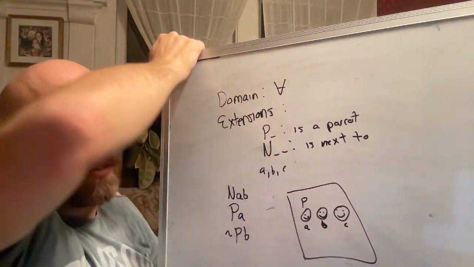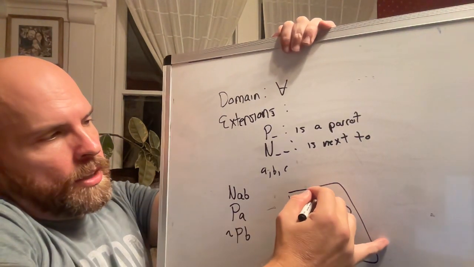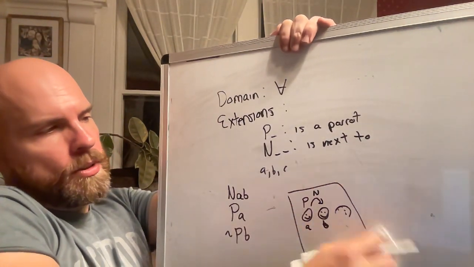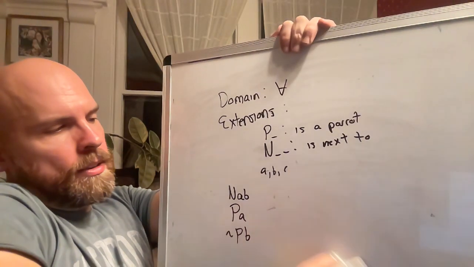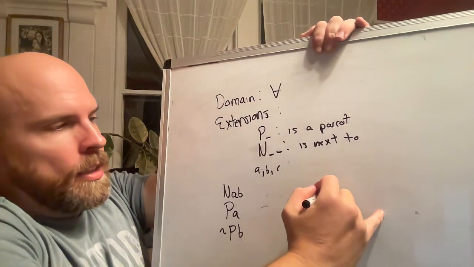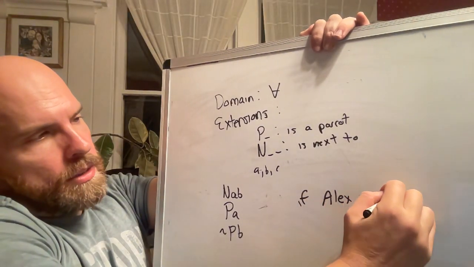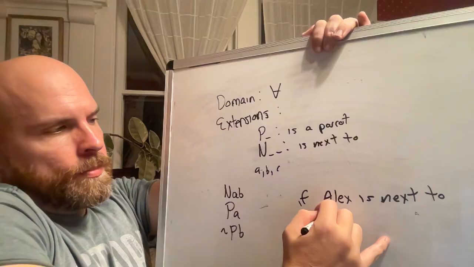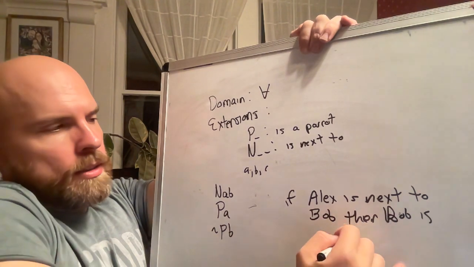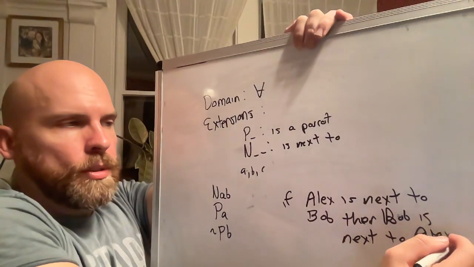Although I'm missing something here, can you tell me what it is? Of course you can. There should be a relationship between Alex and Bob, with next to. A little bit of facts about a domain. Now you might want to ask whether the following sorts of statements are true in this domain. So if Alex is next to Bob, then Bob is next to Alex. You might want to ask if this is true. Is it?